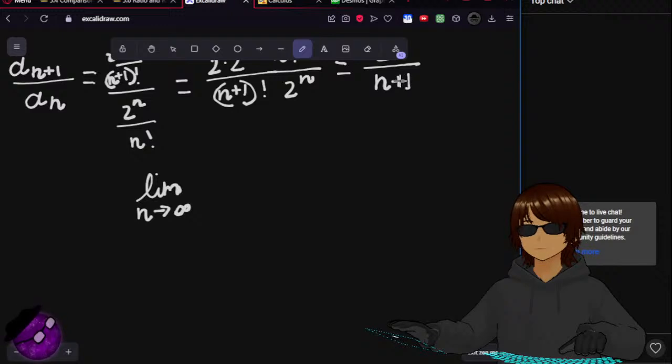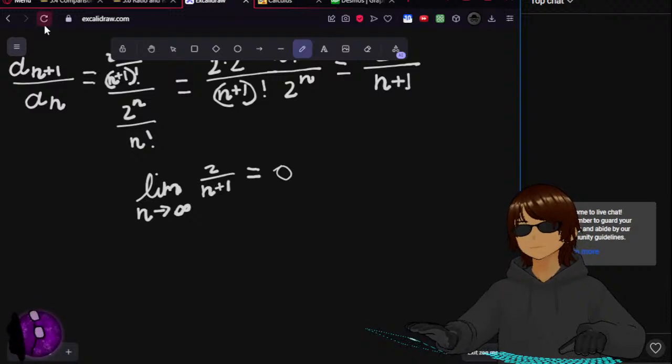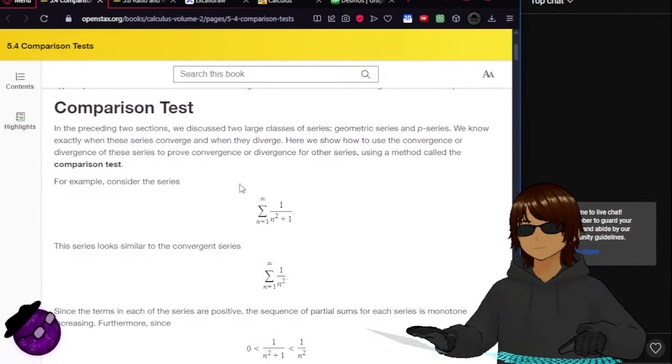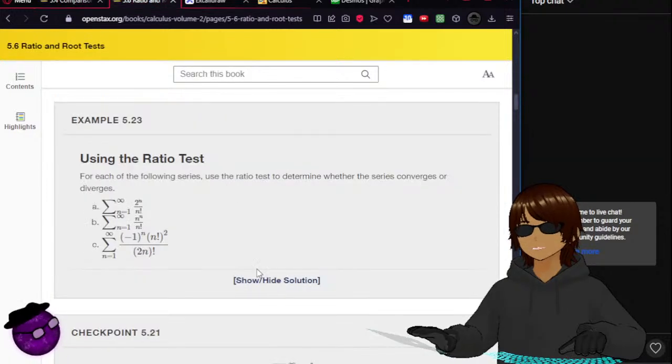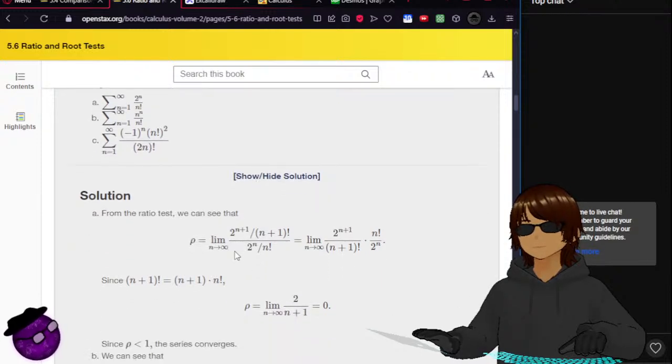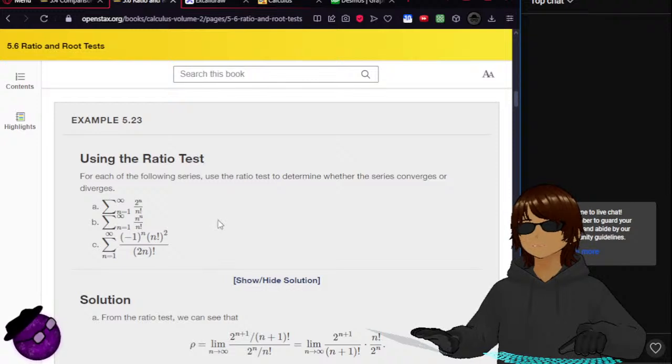And then the limit is 0 because this keeps growing bigger and bigger. So it converges. The series converges.